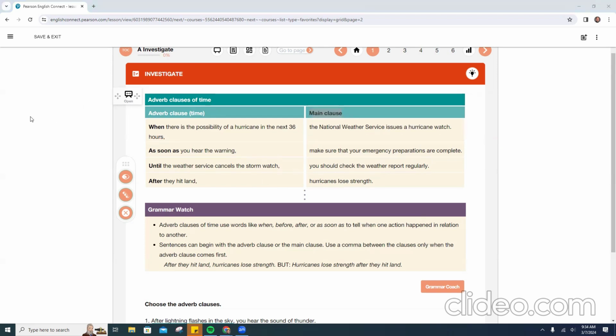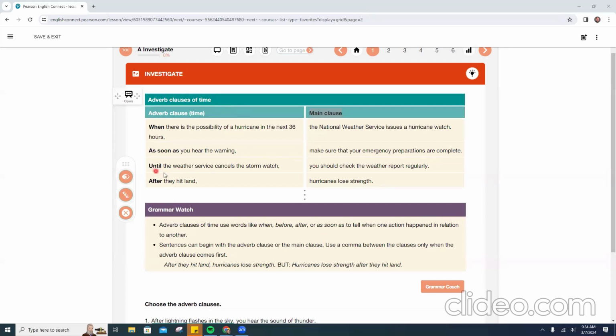Let's go ahead and look at the second example. As soon as you hear the warning, comma, make sure that your emergency preparations are complete. Kind of like what we talked yesterday in class. Okay, so that's with starting with the adverb clause first and the main clause second. I can also do it the other way. I can say, make sure that your emergency preparations are complete as soon as you hear the warning. I can also do that, okay? But in this activity, we will be practicing using the sentences starting like this with the adverb clause of time.